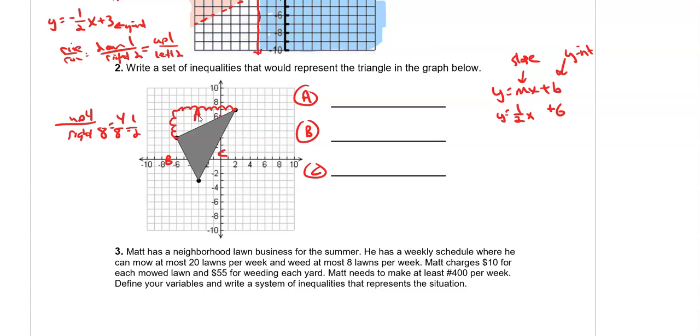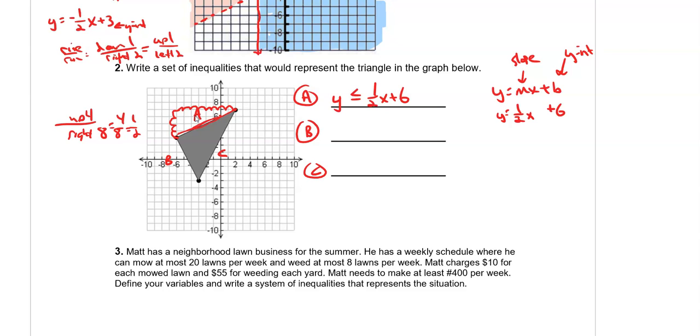And if you look, below this line is where it shades. So it'd be less than or equal to. Y is less than or equal to 1/2 x plus 6 would be my answer. See, because this is a solid line, and the shading is below it. 1/2 x plus 6. All right.